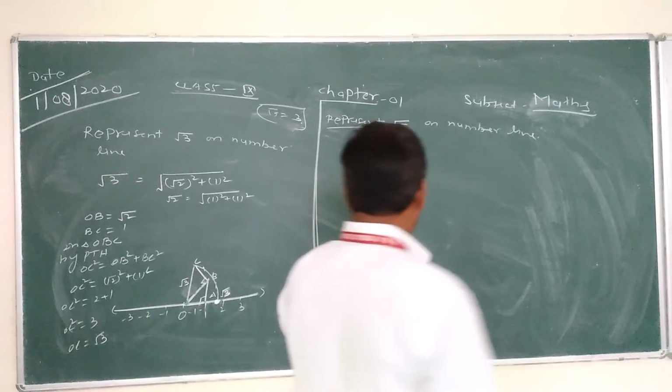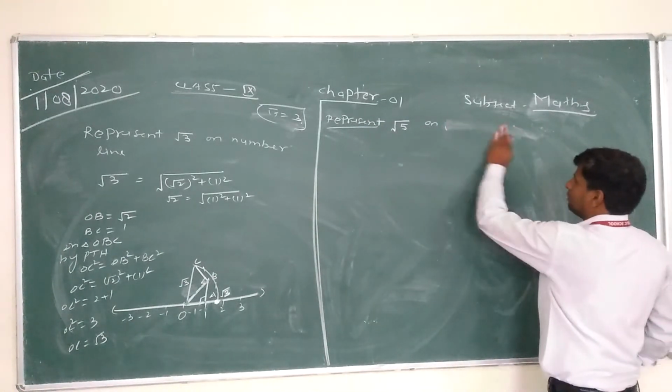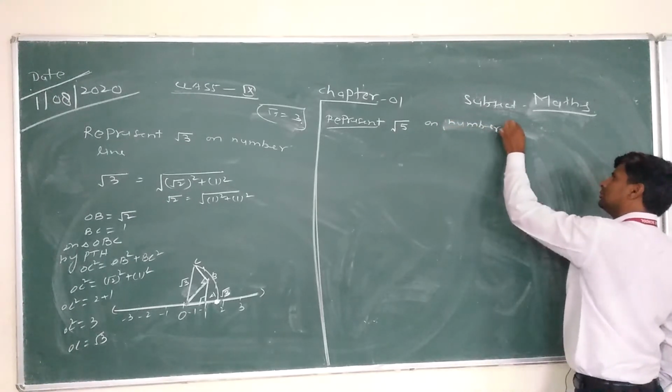Okay, then see. Represent root of 5 on the number line. See.